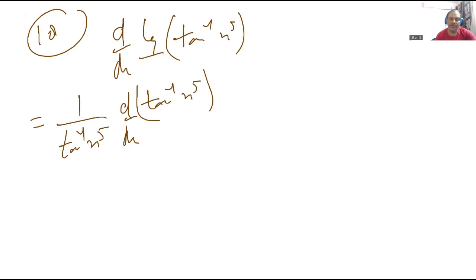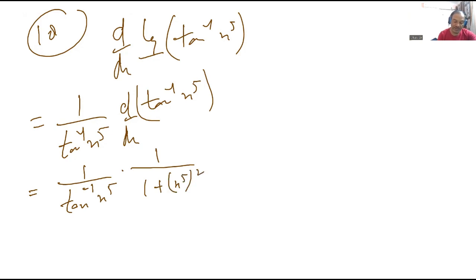Now, what do we know about the tan inverse x differentiation? We know that the derivative of arc tan x is equal to 1 over 1 plus x square. In the earlier questions, we have done it. Now here, it will give me 1 over arc tan x raised to power 5. And here, this is tan inverse x power 5. It will give you 1 over 1 plus x raised to power 5 whole square, because d by dx of tan inverse x is equal to 1 over 1 plus x square.